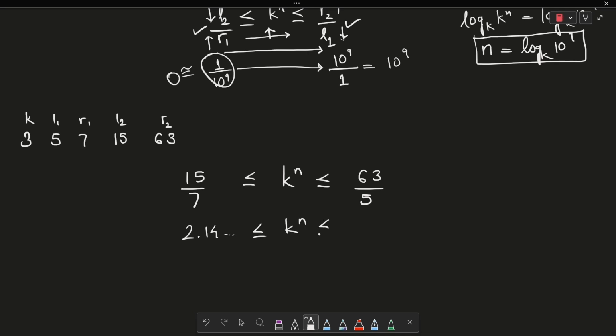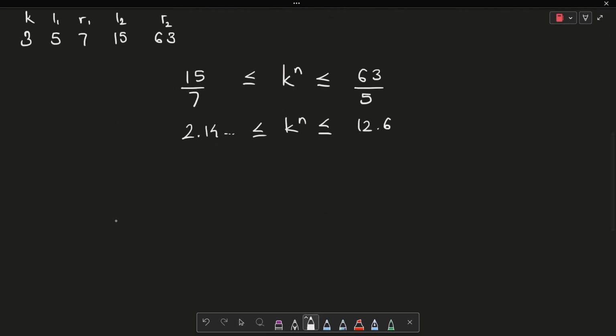And my 63 by 5 will be 12.6. Okay, let's take log base k, and also one more thing, k here is 3, right? So I can just replace 3 here. I can say 3 and 3. So let's take log base 3 of these numbers. So log base 3 of 2.14, and it will obviously be n, log base 3 of 12.6, right?